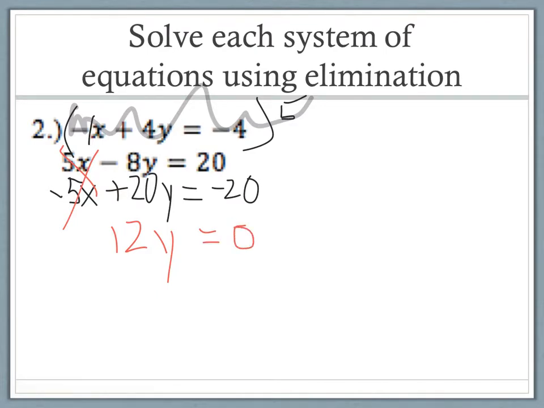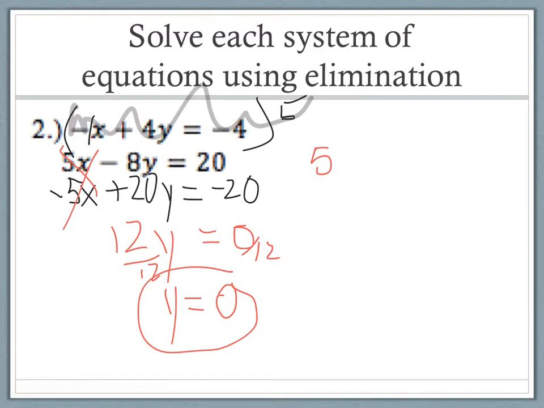Now I'm going to go ahead and divide both sides by 12. So y equals 0 divided by 12 is just 0. Divided both sides by 12 is what I did there, but 0 divided by 12 is just 0. So y is 0. So now I'm going to take that and plug it back in to one of the originals. I'm just going to pick the top or the bottom one.